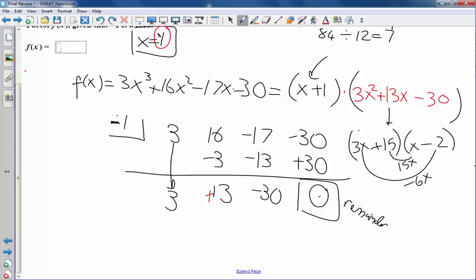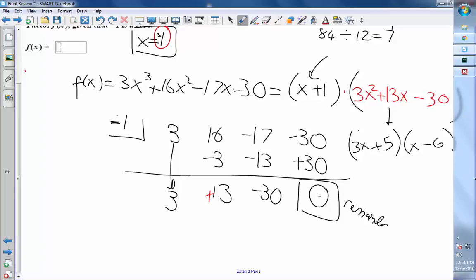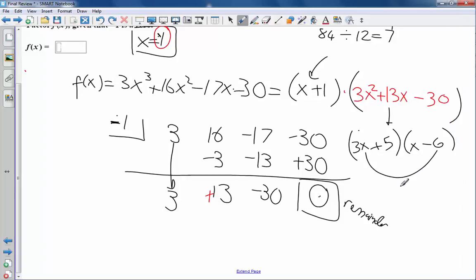Negative 6 and 5. Let's try that. I like that idea better. Which one is 5? Which one is negative 6? Like that? Yeah. Okay. That's minus 18x. This is 5x. Total is negative 13.